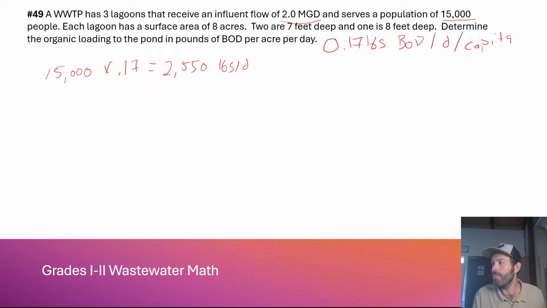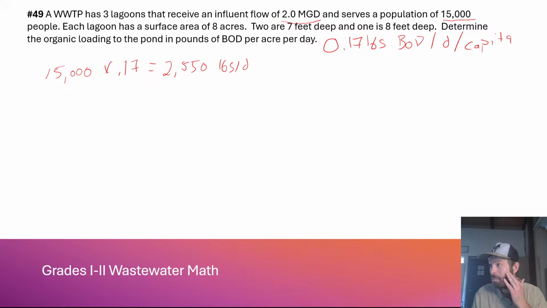By the way, on the 0.17, that is a hard and fast rule when they don't give you another number, okay? We are assuming the science behind 0.17. If they say it serves a population of 15,000 and it's 0.195 per person, you use that number. Don't go, well, it's 0.17 because Shawn said it was 0.17. Use what they give you, but if they don't give you anything, it's 0.17. All right, so it's 2,550 pounds per day of BOD, and now we have to figure out our acres.